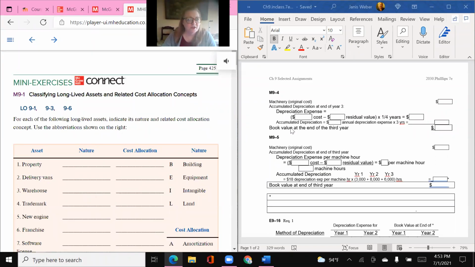Okay, this is chapter 9 from the Phillips 7e textbook, working some of the exercises in there. So I have the ebook up and I'm on page 425 in your textbook. We're going to start with exercise M9-4.